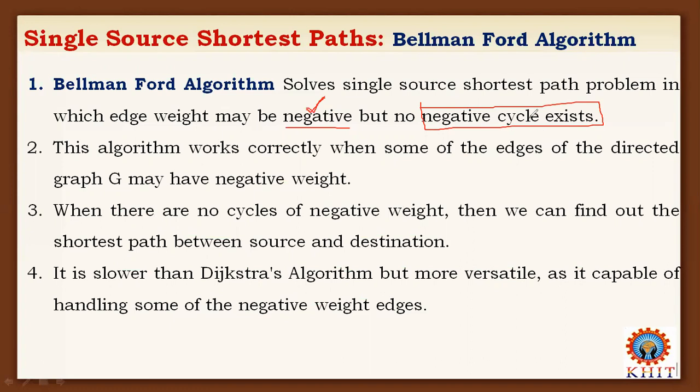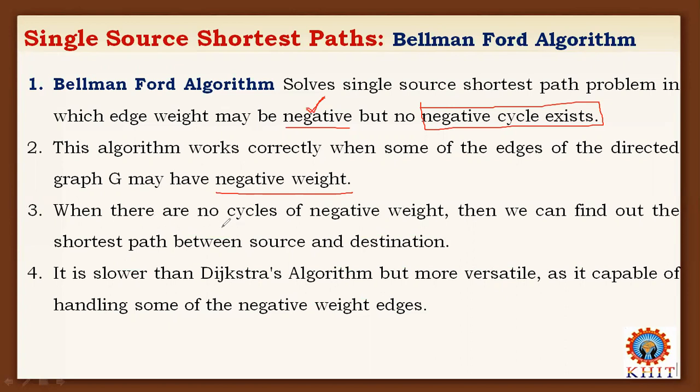So cycle cannot be entertained in the Bellman-Ford algorithm. And the second point is the Bellman-Ford algorithm works correctly when some of the edges of the directed graph may have negative edges. That is one of the advantages of the Bellman-Ford algorithm. We can solve the given graph by using the Bellman-Ford algorithm to find the shortest path, even if the graph contains negative weights.